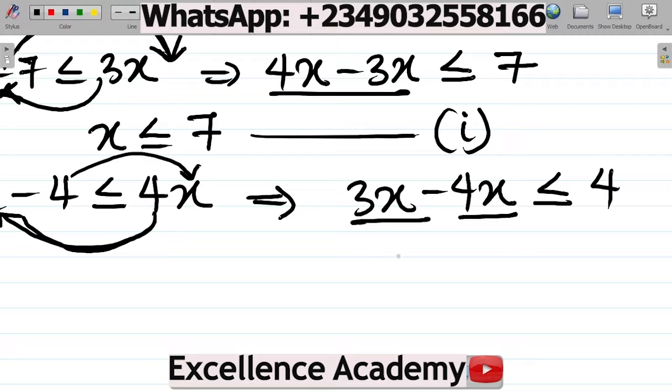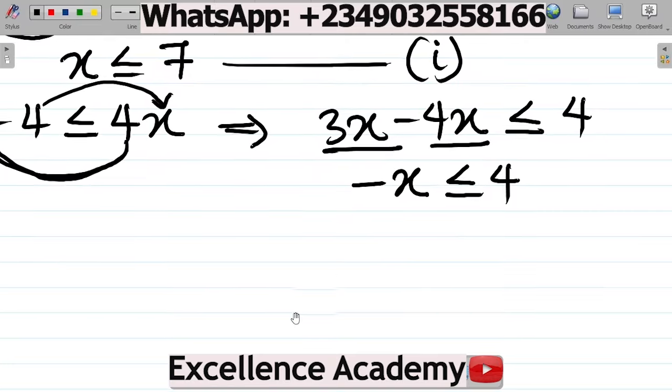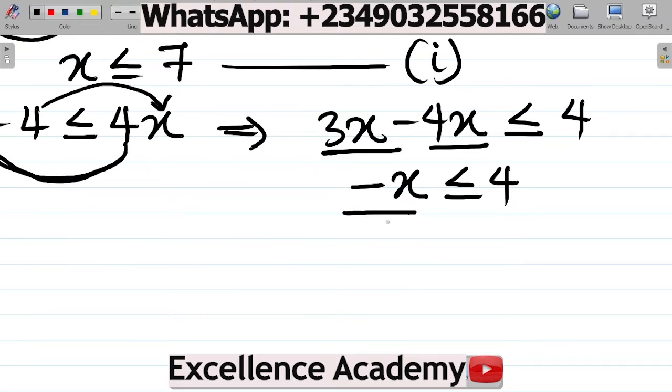3x minus 4x gives you minus x. All right, 3 minus 4 is minus 1. Minus 1 combines with x gives you minus x, is less than or equal to 4. To get the value of x, I'll divide here by minus 1, divide here by minus 1. This cancels this, and then x over 1 gives you x.